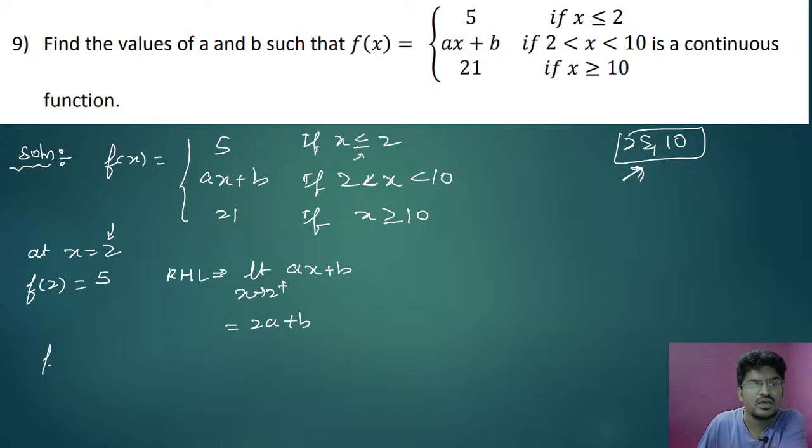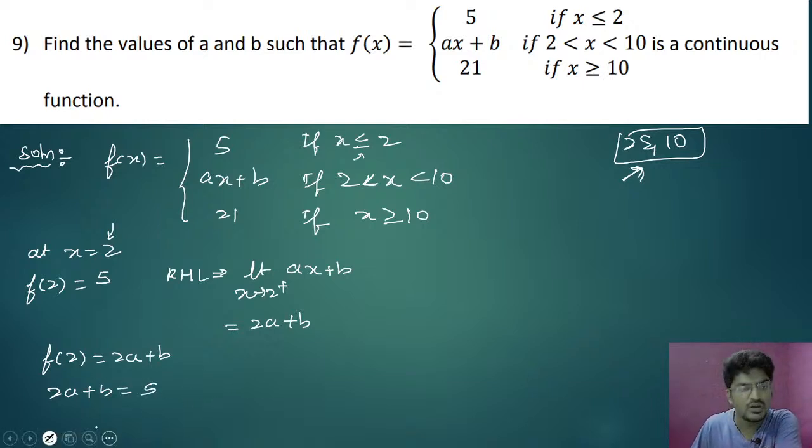That's why f of 2 is equal to 2a plus b. F of 2 is how much? 5. F of 2 is 5. So 2a plus b is equal to 5 is your equation 1.